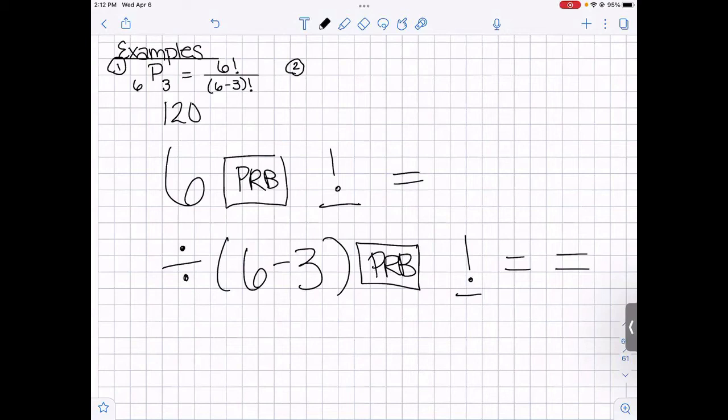Second problem. 12 permutations of 5. Okay, set this up. What's the formula? nPr. And then it's 12 factorial over 12 minus 5 factorial. Okay, this time, does everybody have this written down? Okay, I'm going to erase it real quick.